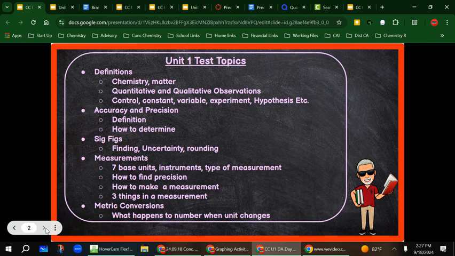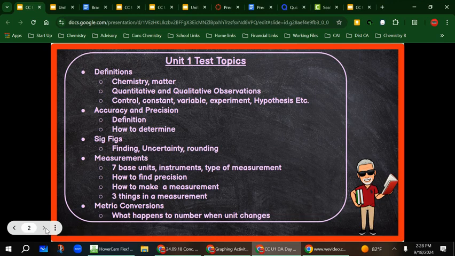Which one is the uncertain digit here? The same one, the 0? The 2. There are only 2 sig figs. The 0 can't be the uncertain digit here because it's not even significant. So the uncertain digit is the digit that you're uncertain about.